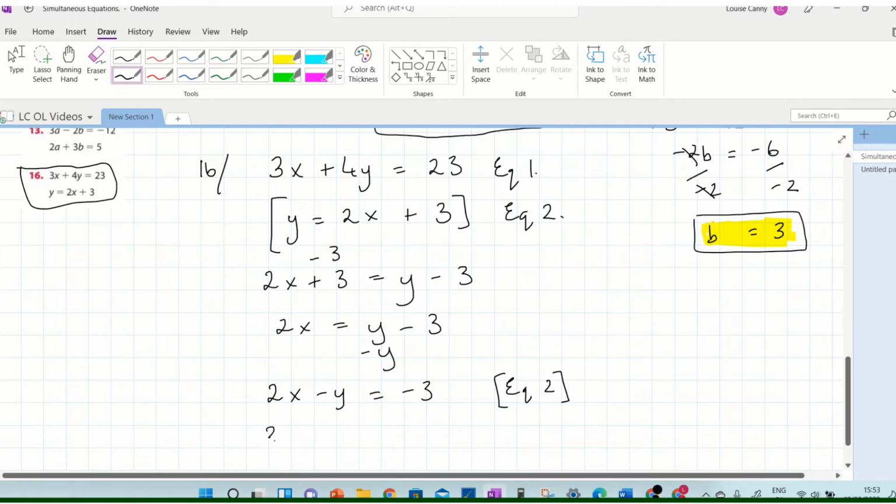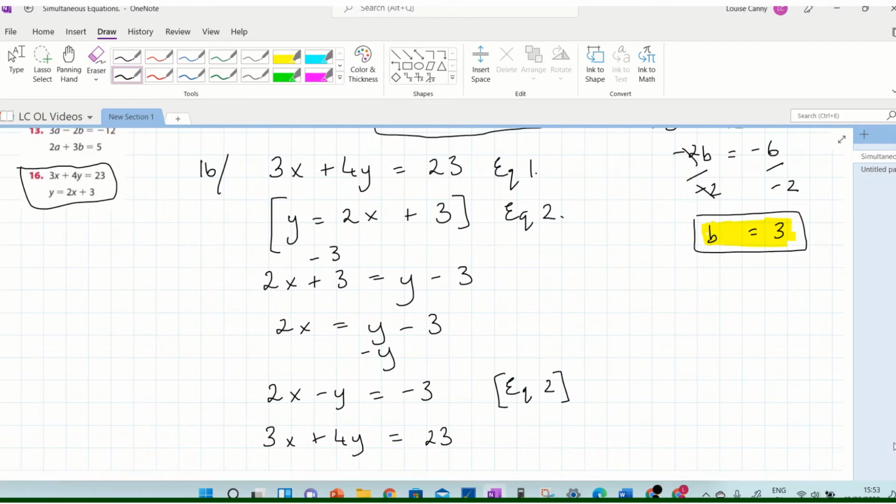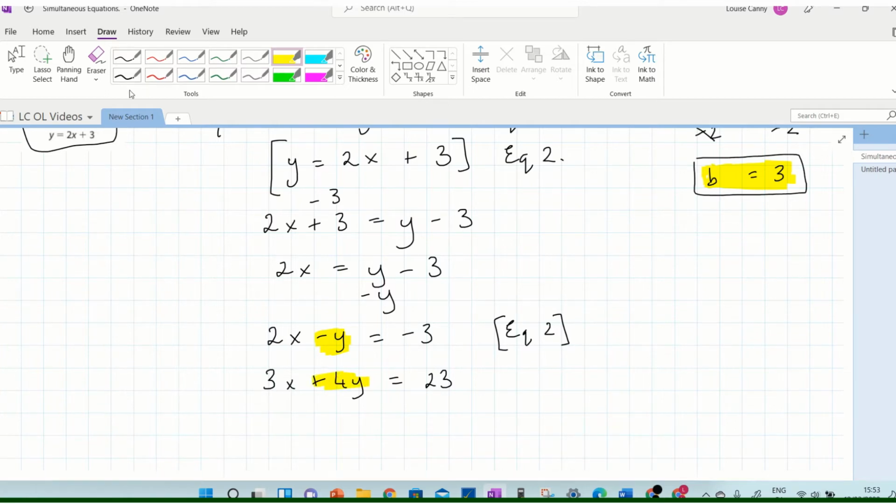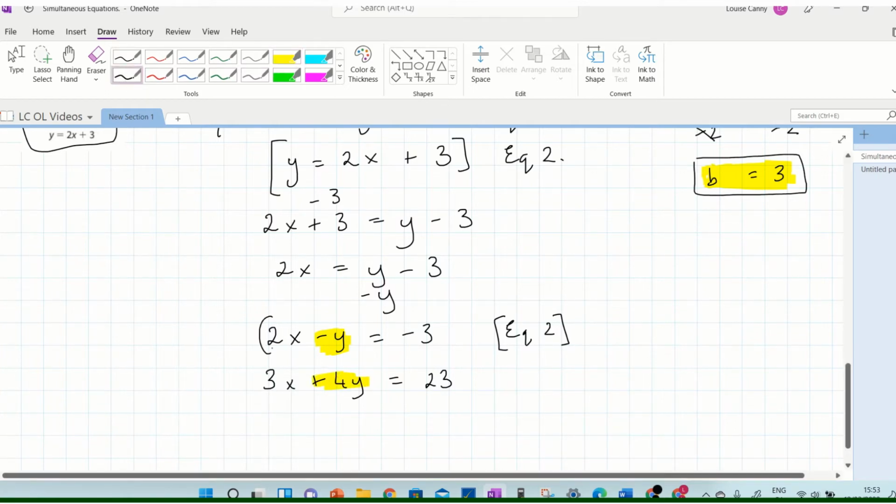So now I'm going to take my 3x plus 4y down here is equal to 23. And now I'm just going to continue as per usual with my simultaneous equations. I'm going to look at my two equations and I want to try and eliminate one of the variables. For me, when I look at this, I can see that if I was to multiply this by 4, that would give me minus 4y, which would cancel out with this plus 4y. So I'm going to go ahead and multiply everything in this equation by 4.